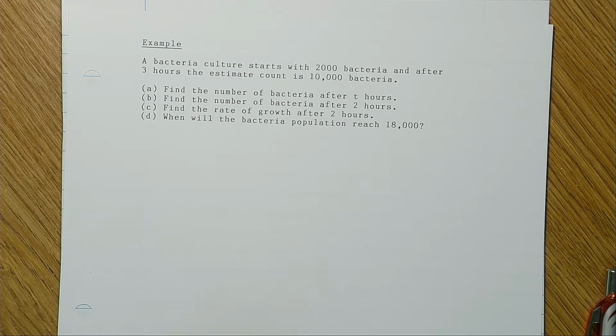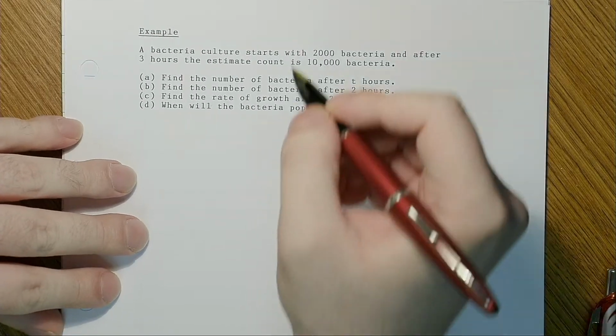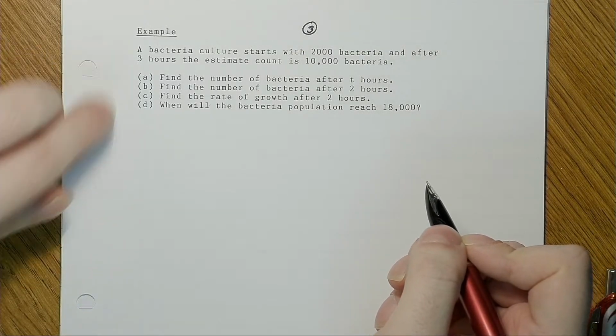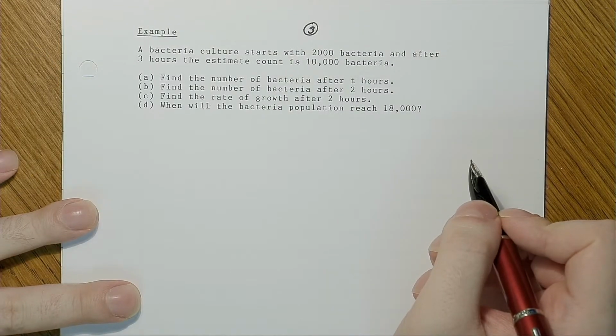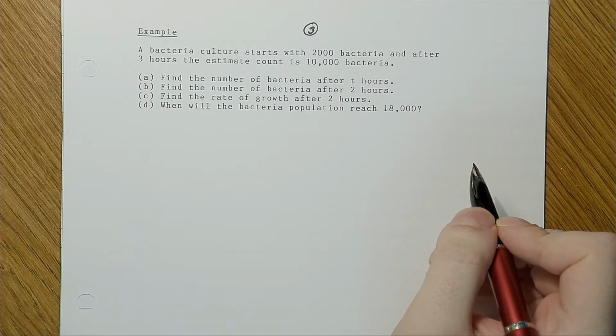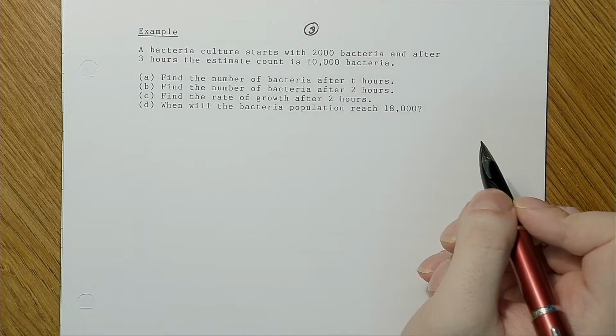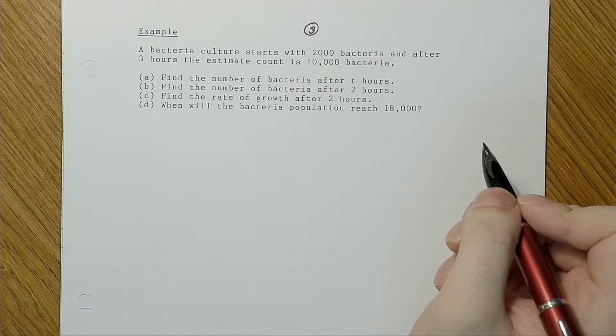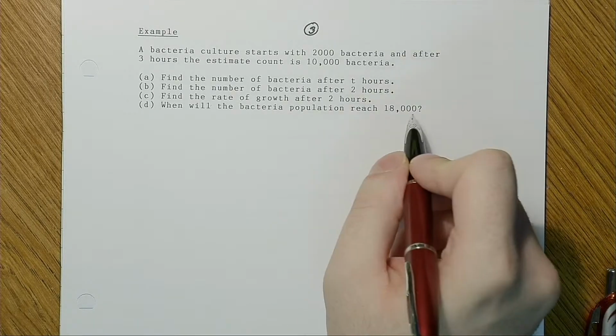So here we go for number 3. Here's the example. A bacterial culture starts with 2,000 bacteria, and after 3 hours, the estimated count is 10,000 bacteria. For part A, find the number of bacteria after t hours. B, find the number of bacteria after 2 hours. C, find the rate of growth after 2 hours. And D, when will the bacteria population reach 18,000?